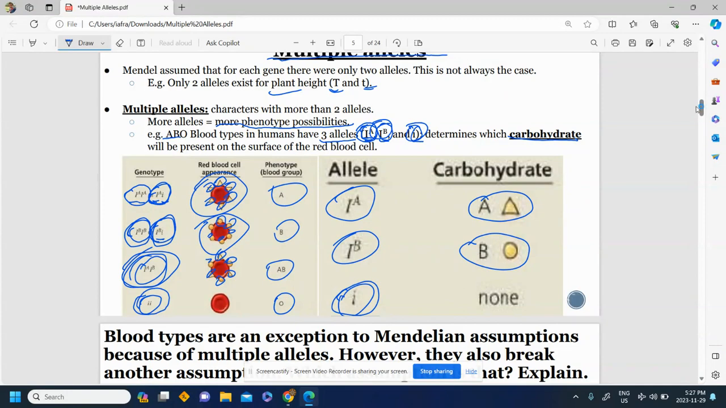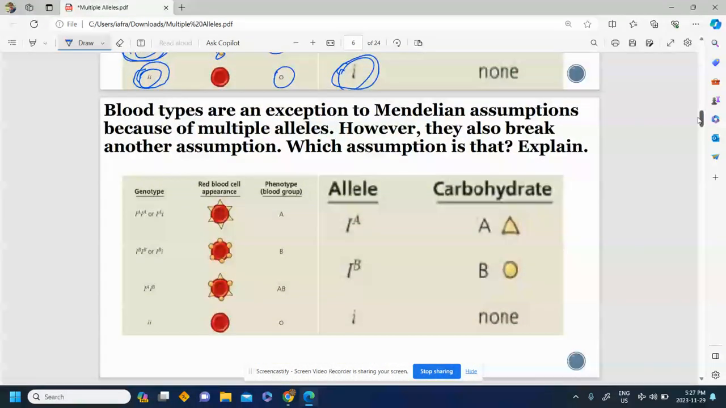Okay, so blood types are certainly an exception to Mendelian genetics in a few different ways. The main one is that we have multiple alleles, not just 2 versions like big P, little p. The other way is we have that codominance aspect.